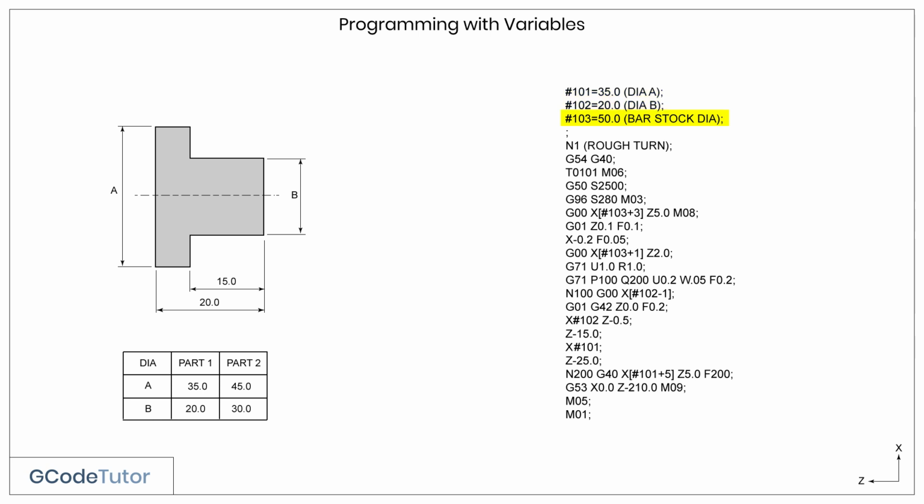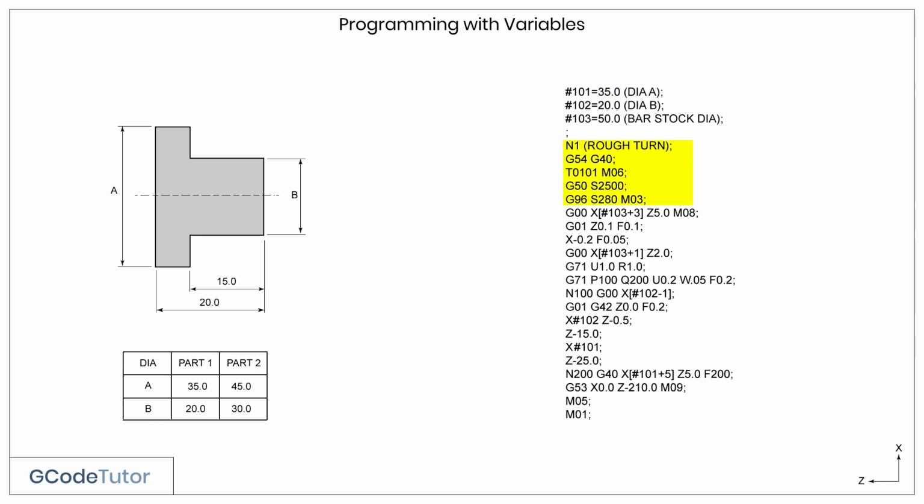Now our final variable is our stock bar diameter size. I'm defining this with #103. And the current bar size diameter we are working with is 50 millimeters. Using this technique when we're programming multiple parts means all we have to do is change these two values here to change the size of the part. It's much quicker than writing separate programs for each individual component.